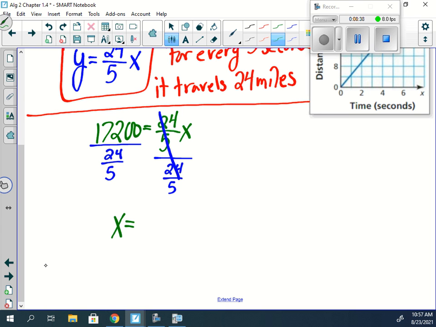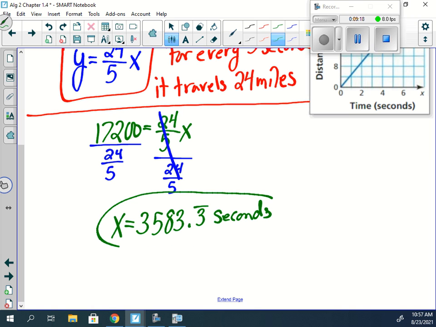So now we just need to divide 17,200 by 24 divided by 5. And at this point here, you can go on and just type it into a calculator. Or I'll type it into a calculator. And if we plug this in, we'll get 3,583.3 repeated seconds.